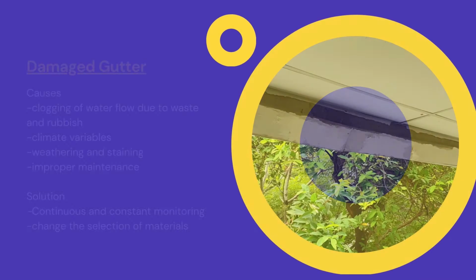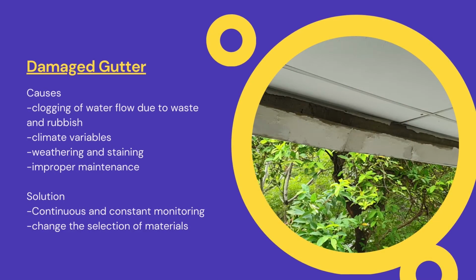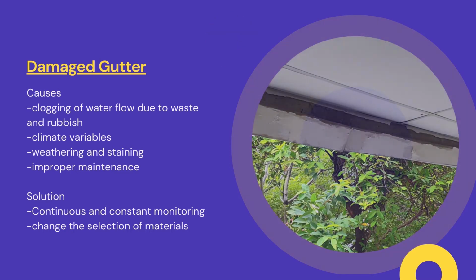Next, damaged gutter. Damaged gutter is normally caused by the clogging of water flow due to waste products and rubbish, climate variables, weathering and staining, and improper maintenance. Damaged gutter can cause the water to enter the building and cause more building defects. It allows wetness on the wall, stagnant water in the building, and causes fungus growth and peeling of the finishes. The solution to this problem is continuous and constant monitoring and maintenance.